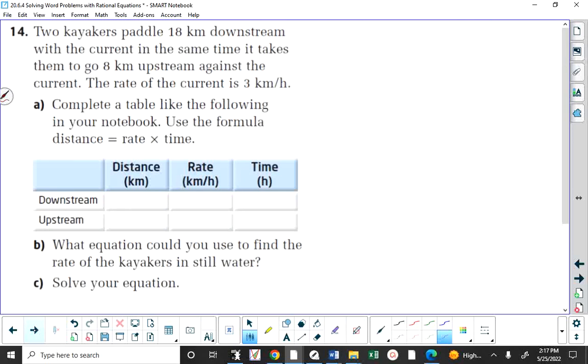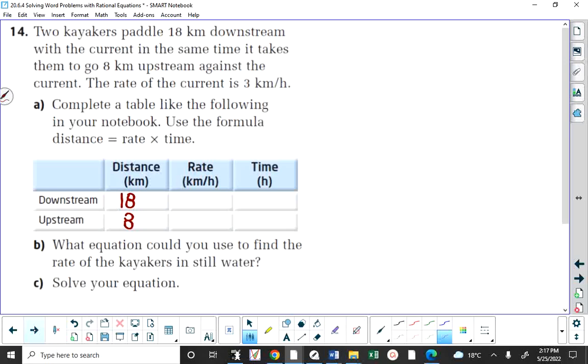So this is the upstream, downstream thing. The two distances are different. I just had to read the question. It says they paddle 18 kilometers downstream, so I can put 18 here. They travel 8 kilometers upstream. I can put 8 here. The rate of the current flow is 3. So just a second here.